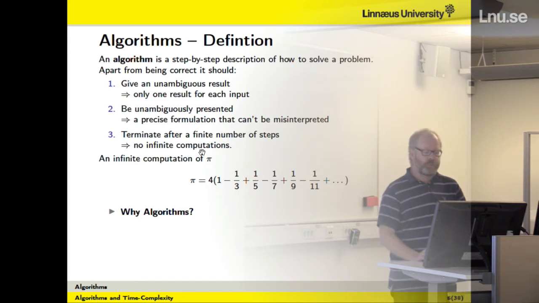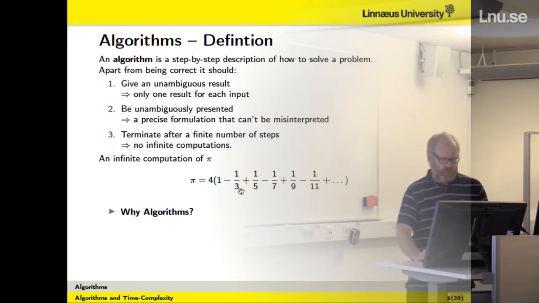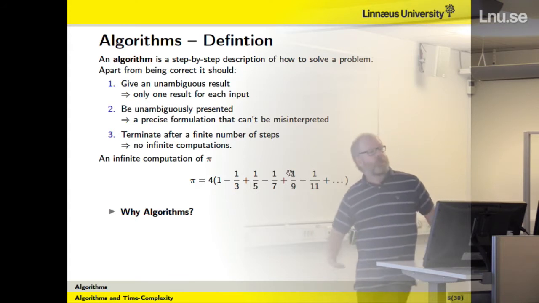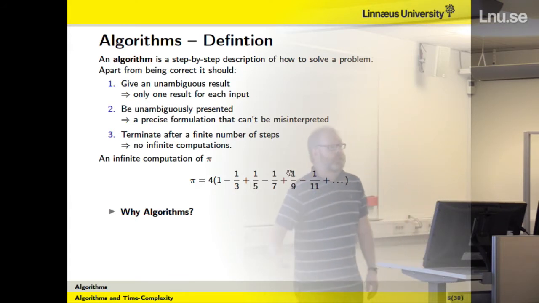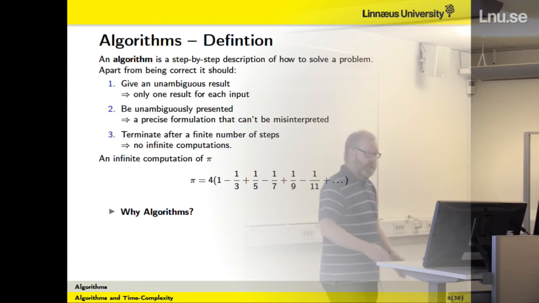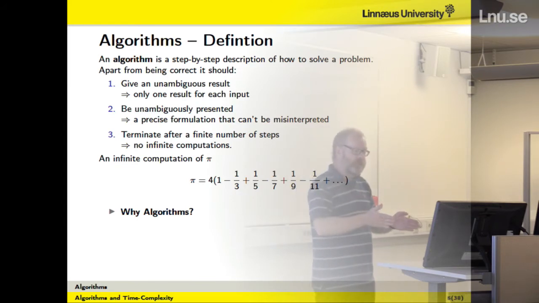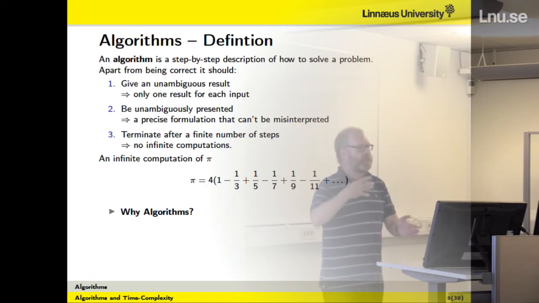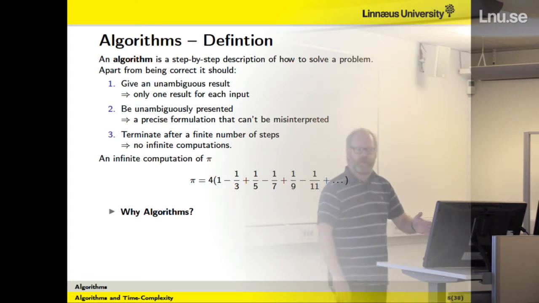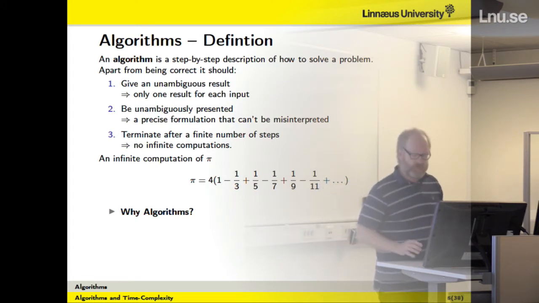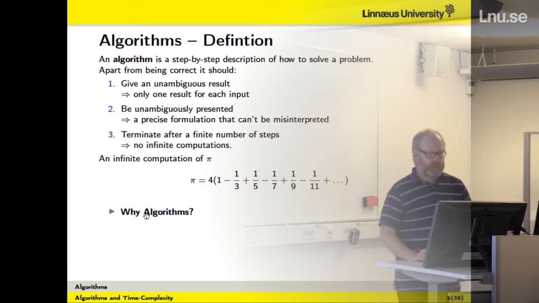No infinite computations. For example, you can compute the value of pi in this way. This would not work as an algorithm. It never stops. For every given input, it must be possible to say that it will end after 100,000 iterations or computations. It should have an end. Why do we use algorithms?